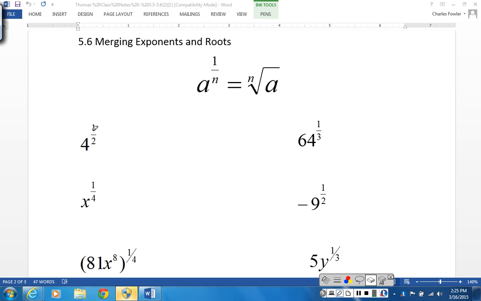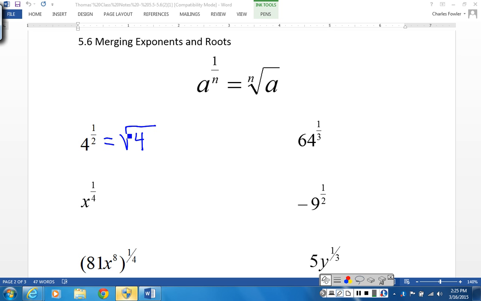It says 4 to the 1/2. Now if we wanted to change this to a radical, already we know that the number in the denominator would be the number here. See, that's the denominator, that's the denominator, it goes here. So I'm going to change this to a radical, and that way it'll be the square root of 4.